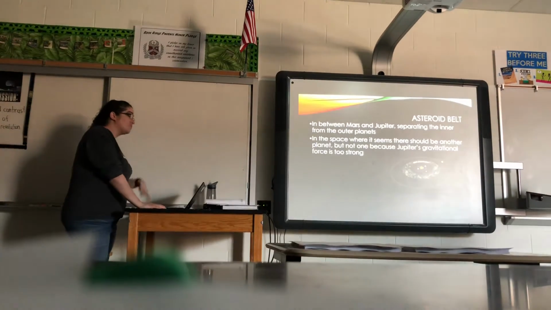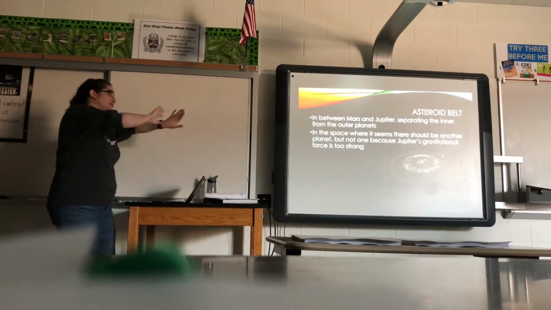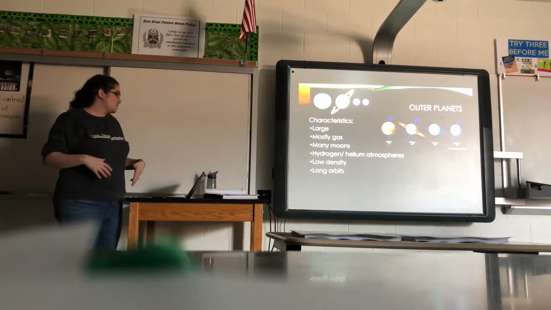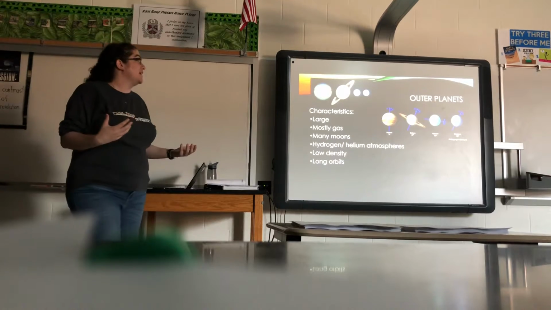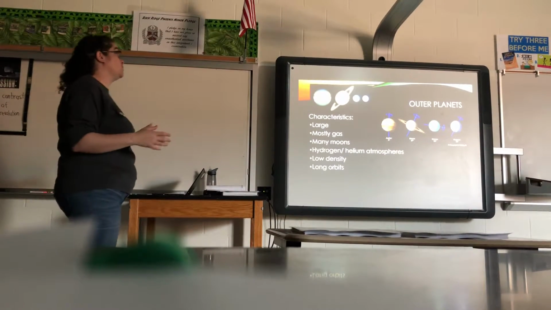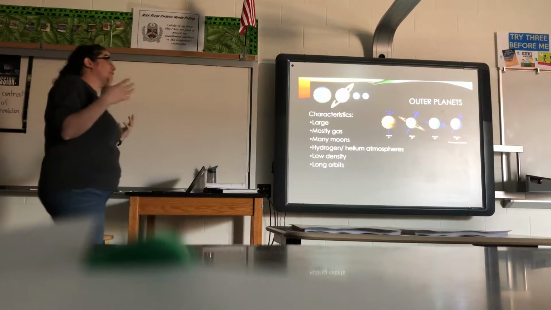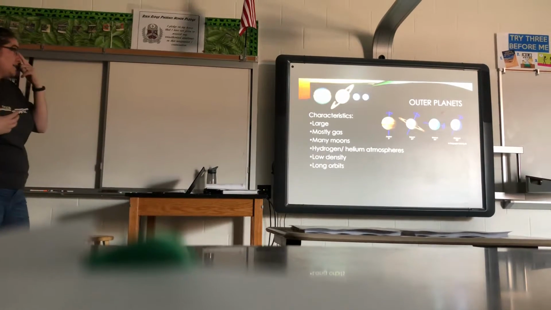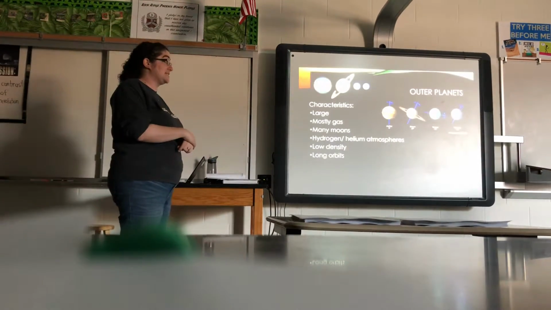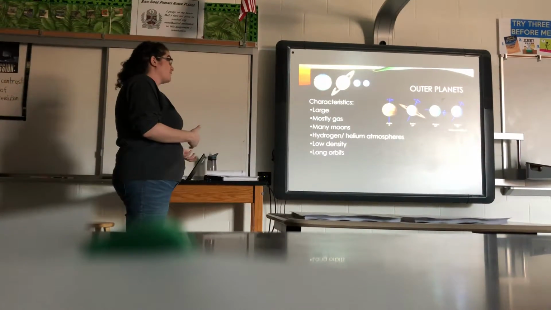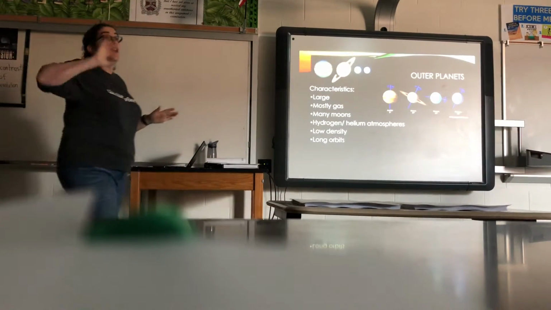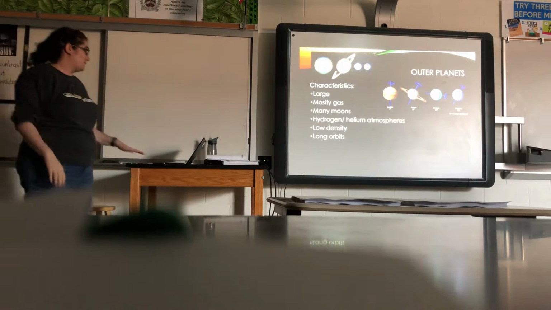But the asteroid belt separates the inner planets from the outer planets, because starting with Jupiter, our next planet, we're getting into what we call the Jovian, or outer planets, where they are very large, mostly gas, they have lots of moons, because they're so much bigger, they have a lot of gravity, which attracts those moons. They have hydrogen and helium atmospheres, which makes them more similar to the sun than to our planet, for example. They're very low density, and they have really long orbits, and that's because they're so far away from the sun.